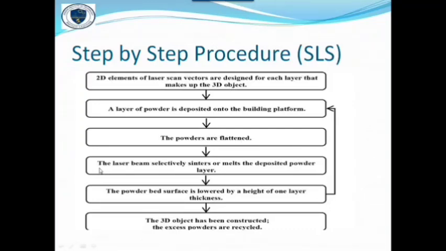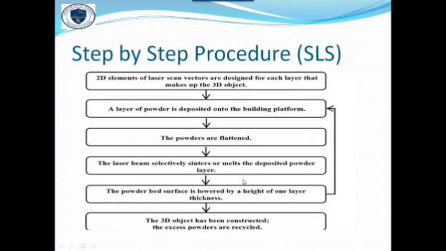Then simultaneously the laser beam selectively sinters, or we can consider some melting. So we consider the sintering process, and also the SLM process, called the selective laser melting process. This is deposited into the powder layers. The powder bed surface is lowered by the height of one layer thickness. So when each layer is ready, the powder bed surface gets lower and lower, and the process gets ready to make that particular assembled component.